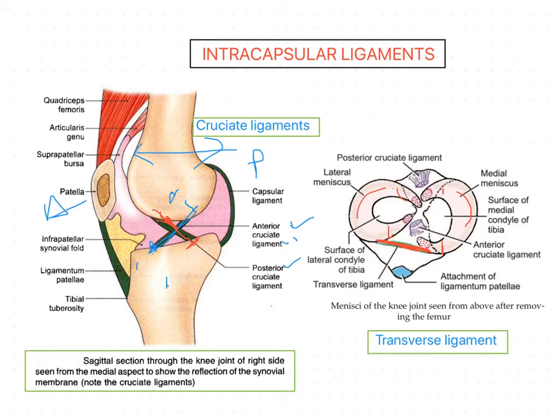Here you can find the cut end of the anterior cruciate ligament, on the anterior aspect. So this will move like this. This will spread like this, cruciate. And this posterior cruciate ligament will come like this. Okay, so these are the attachments of the cruciate ligaments.